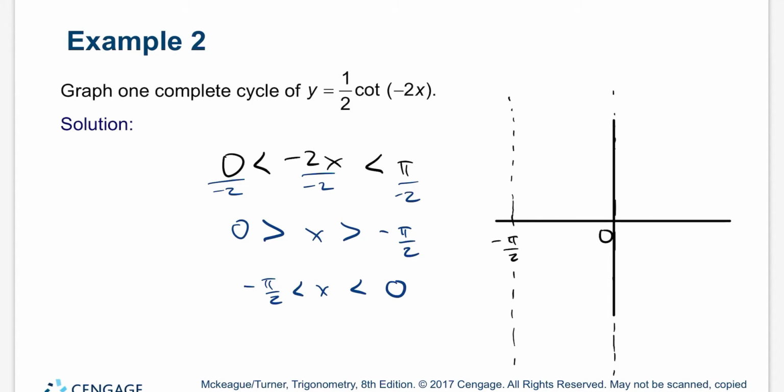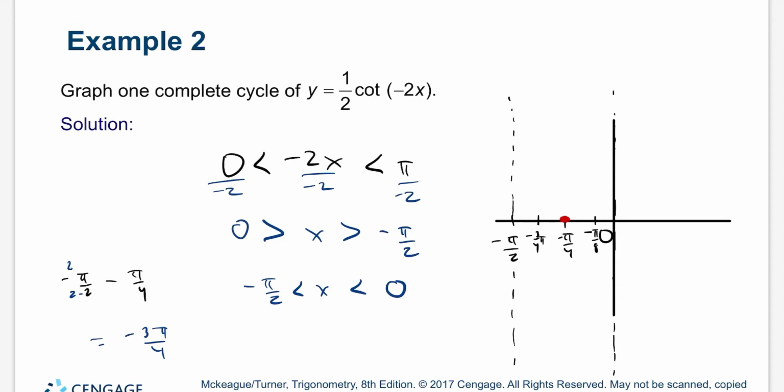All right, midpoint is negative pi over 4. Midpoint is negative pi over 8. And then we got to find a midpoint over here. So we can add these two values and divide by 2. So if we add those two values, we're going to get negative 3 pi over 4. Right? So the middle is always 0.